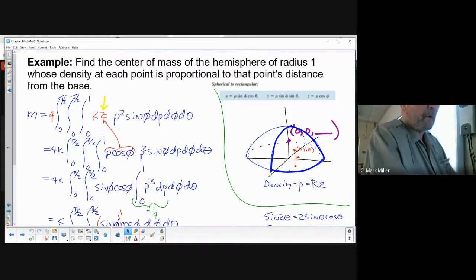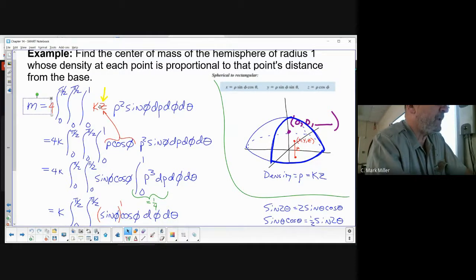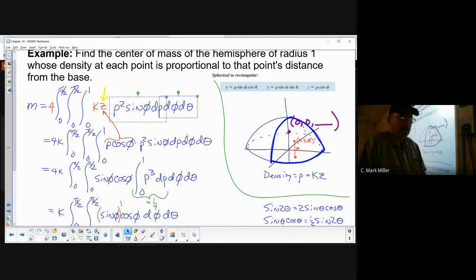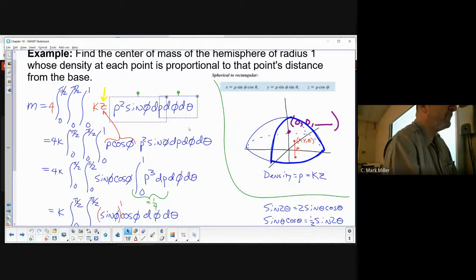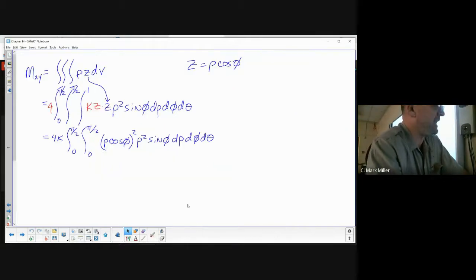The density here was proportional to the distance from the xy plane. And the distance from the xy plane is just the z coordinate, all right? And so to do the mass, you put the density in here, right? And then all this stuff, this and that, just comes along with every spherical coordinate problem, right? And we had worked this through where we got k over 4. We were in the middle of this last time.